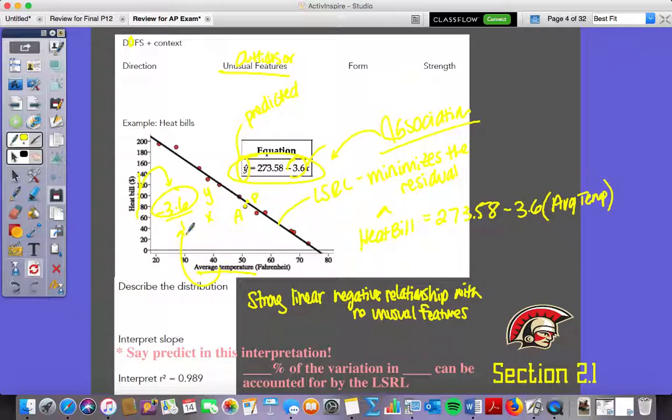Or like, don't we have to say predicted? Exactly, that's why I was trying to fit that in. So as the heat bill decreases by $3.60, we would expect the average temperature to have increased by 1 degree Fahrenheit. So yeah, expect or predict is the same thing? Exactly.